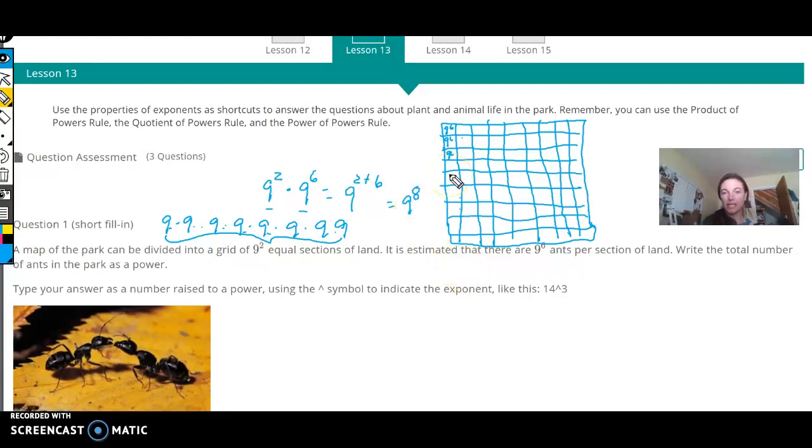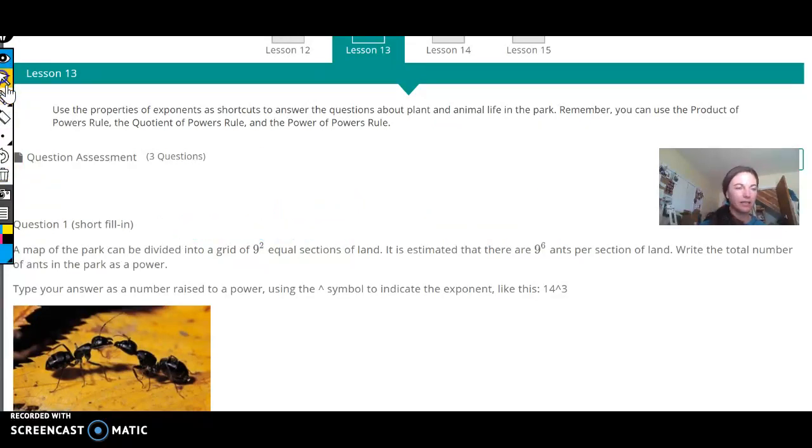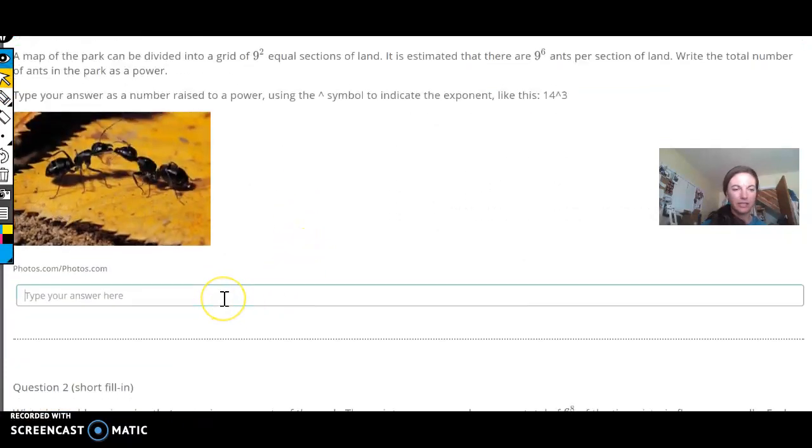So 9 to the 8th, and let me just calculate that real quick. That is 43,046,721 ants in this one park. But we're going to write it as an exponent, thankfully. And it was 9 to the 8th power. And that's all you need to write.